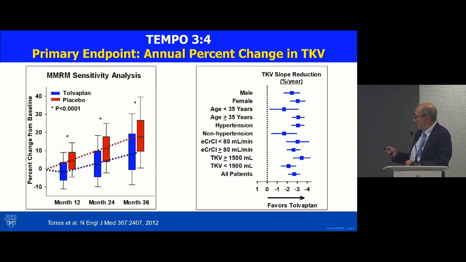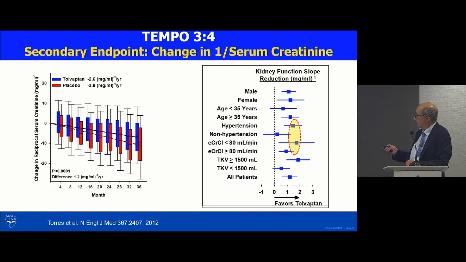placebo-treated patients. And the effect on total kidney volume was seen in all the groups, but was particularly better in the patients that already had a creatinine clearance less than 60 mLs per minute.